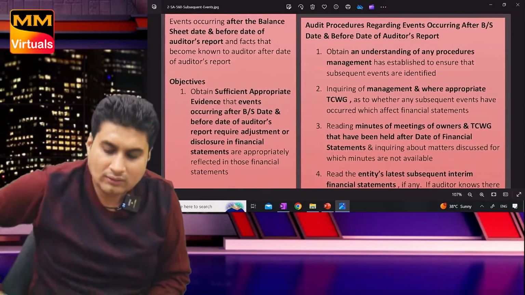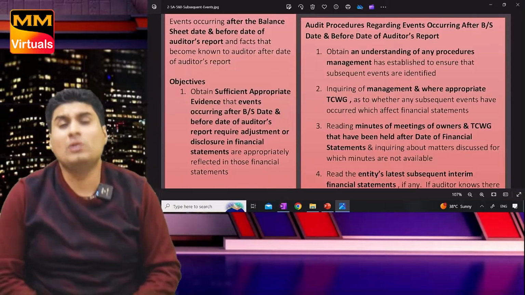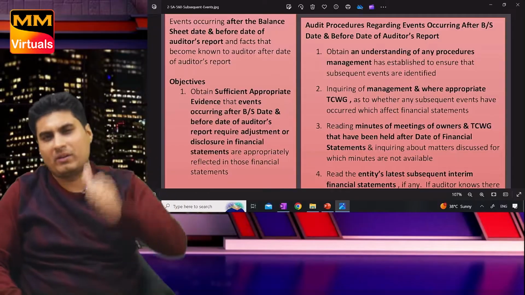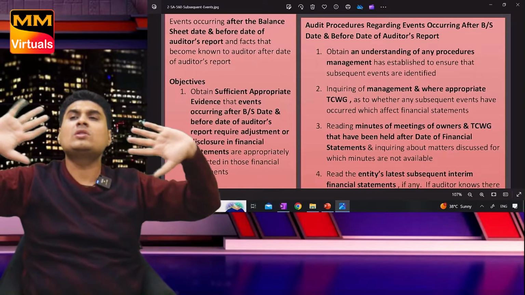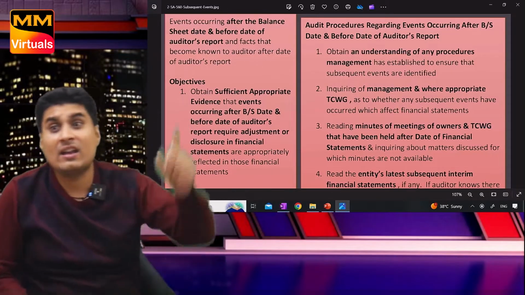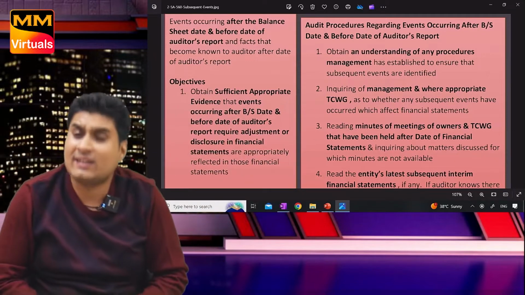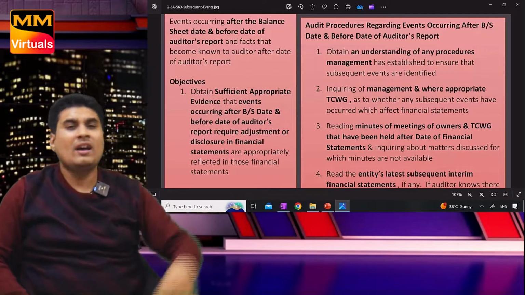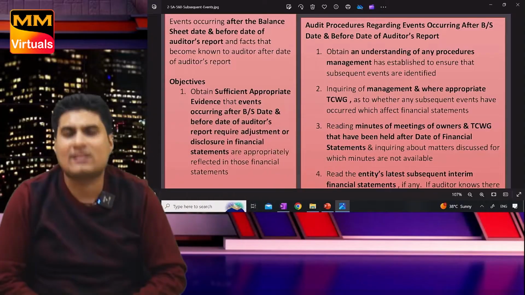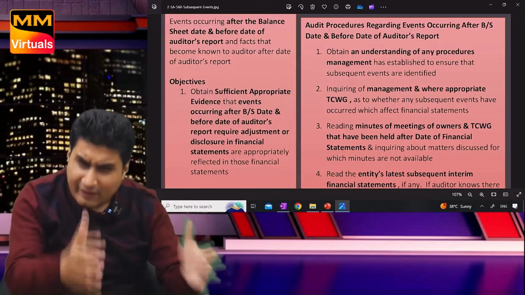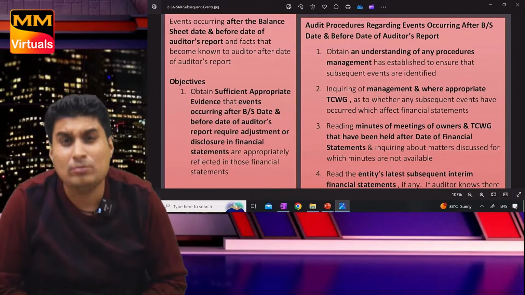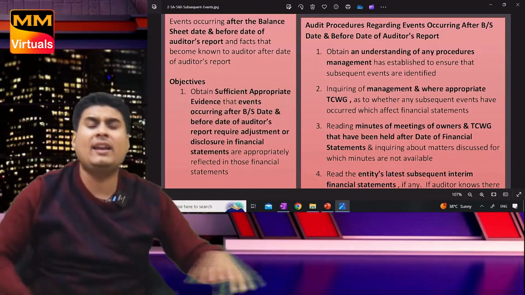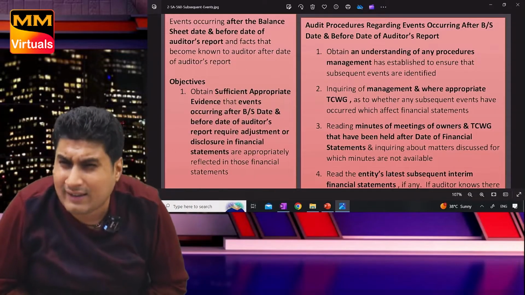Very simple. You have to learn at any cost what the audit procedures regarding subsequent events are. You want to know subsequent events by doing the audit. Number one, inquire with management, where appropriate TCWG, whether you have any procedure for identifying subsequent events. They say that we have these two people who will identify subsequent events. Point number two, inquire with management, where appropriate TCWG, whether any subsequent events are identified. You are saying this procedure is there, agreed, but have you identified any subsequent event till now or not?